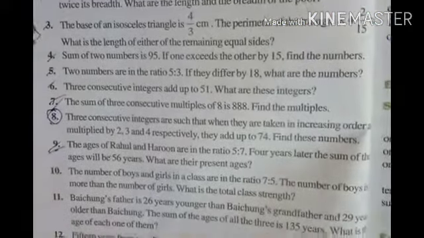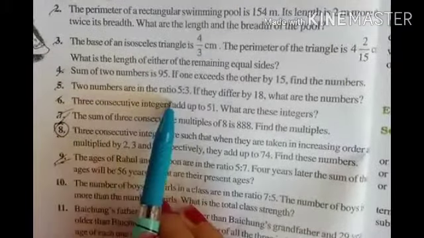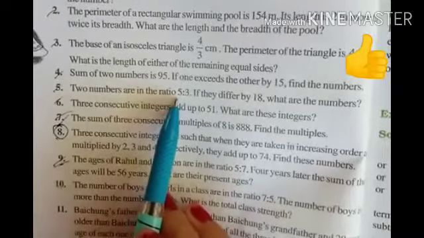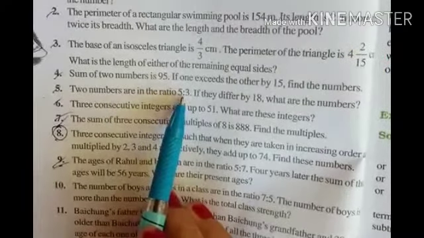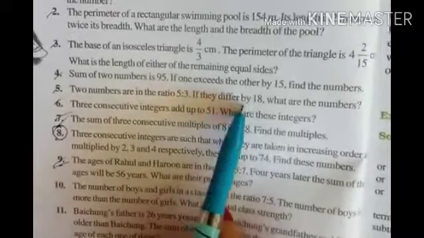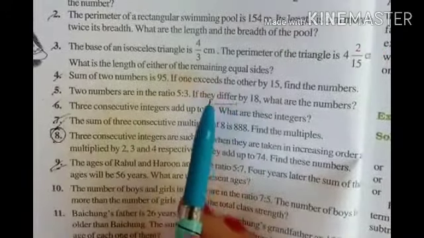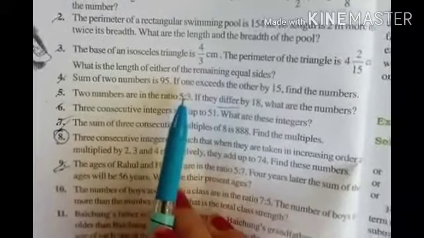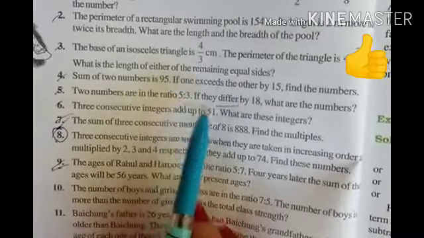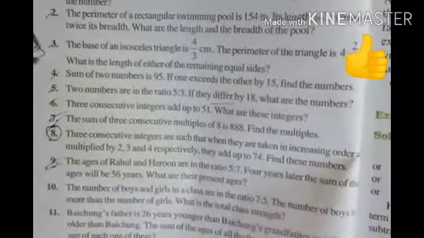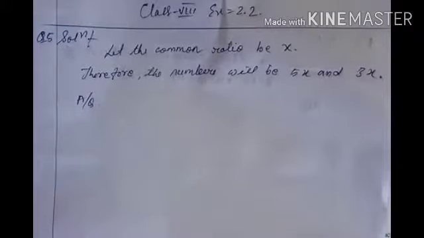Here is question number 5. Two numbers are in the ratio 5 is to 3. So two numbers are given and they are in the ratio 5 is to 3, and they differ by 18. What is differ? Differ means minus. The difference of these two numbers is 18. Now you have to find those numbers. Okay, now let's see the solution.